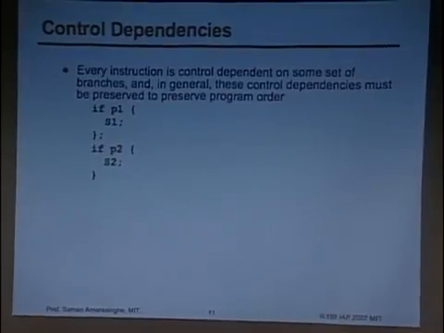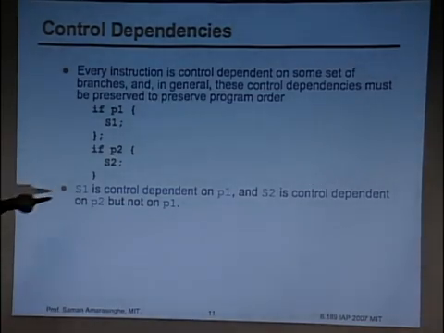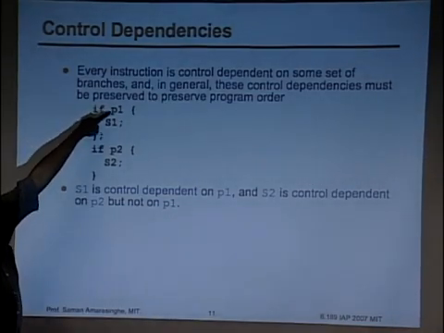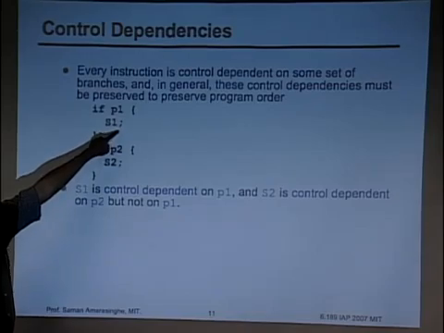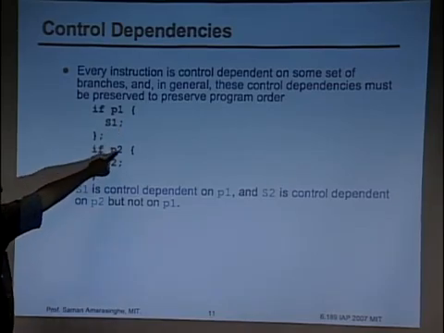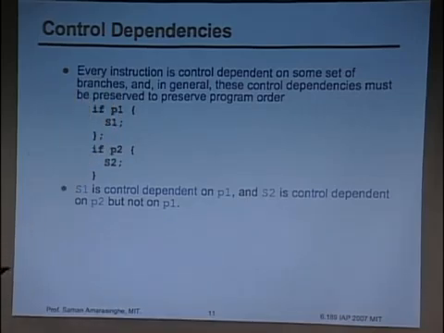The other type of dependence is control dependence. If you have a program like this, you have to preserve the program ordering. What that means is S1 is control dependent on P1, because depending on what P1 is, it determines whether S1 gets executed. S2 is control dependent on P2, but not P1. It doesn't matter what P1 does, S2 will execute only if P2 is true. So there's a control dependency in there.